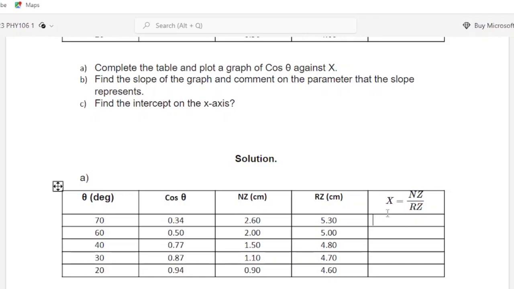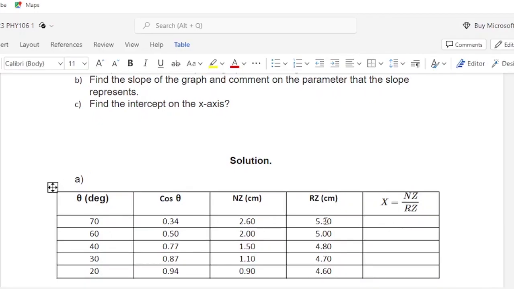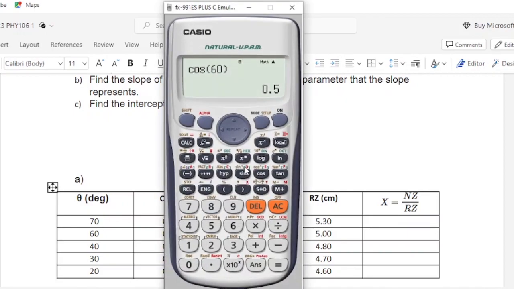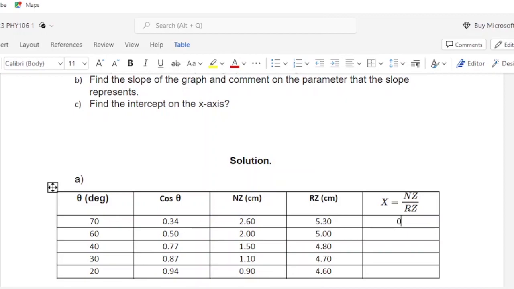My next task is to come to x here and fill up this section. So how do I fill up this section? This part says x should be equal to the value of nz over rz. So divide this column by each of these. For the first one, we're having 2.6 divided by 5.3. If I do this, I have 0.49 as my answer. So it becomes 0.49.